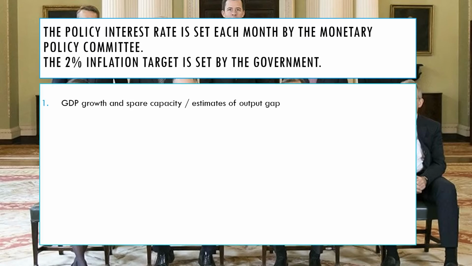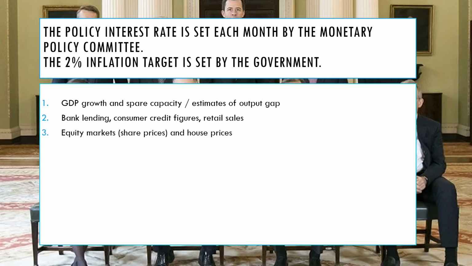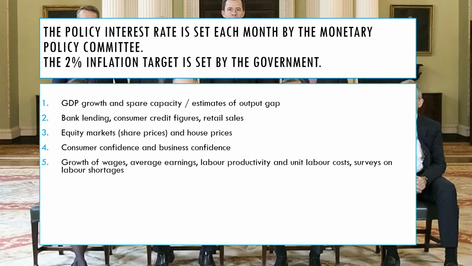And the data that they use to make this decision are some of the following. So they will look at the rate of GDP growth and the rate of spare capacity in the economy. They will look at the level of bank lending, consumer credit, so how much consumers are borrowing and how much retail sales are. They'll look at share prices and house prices to get a gauge of the wealth effect and how that's likely to influence spending. They will look at surveys of consumer confidence and business confidence.